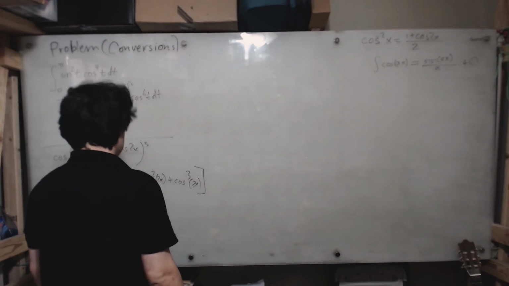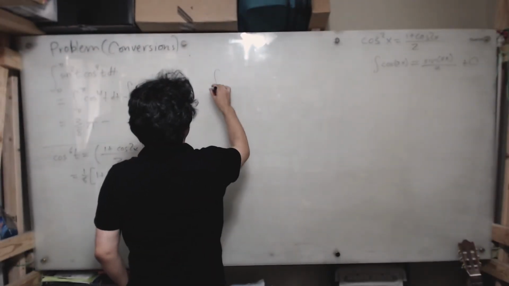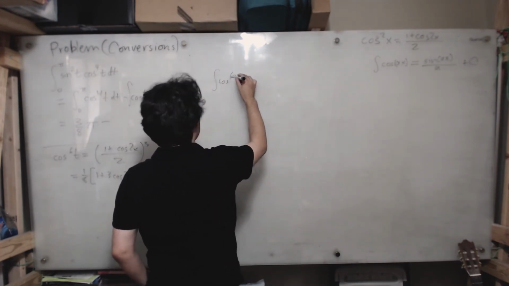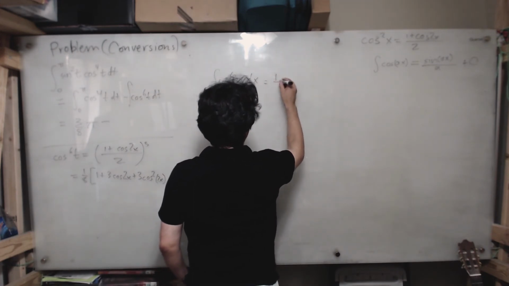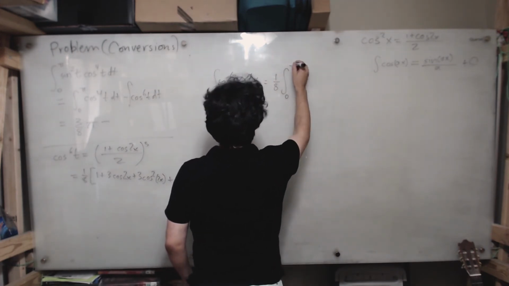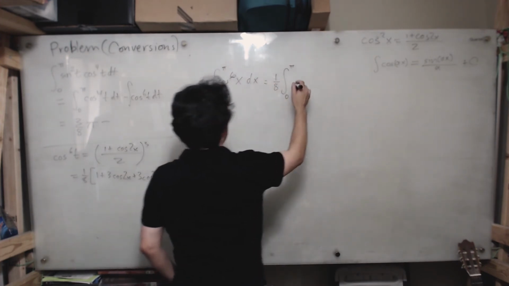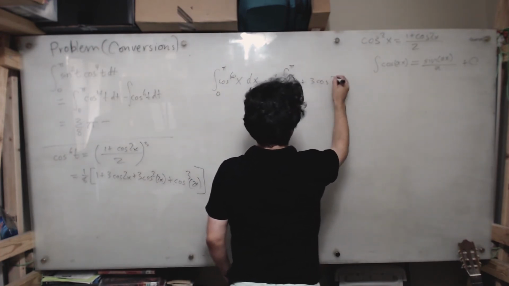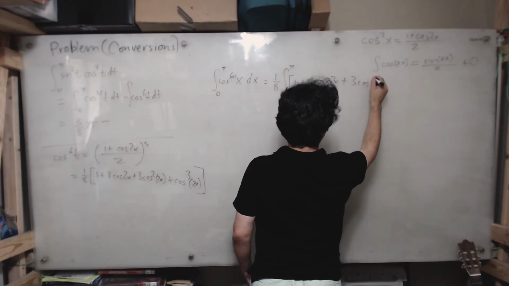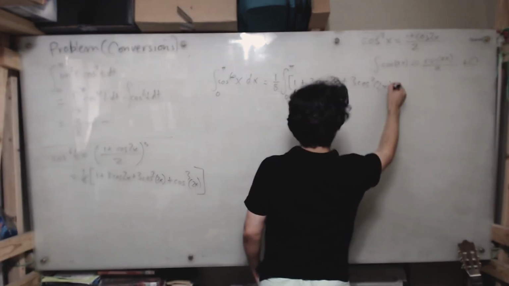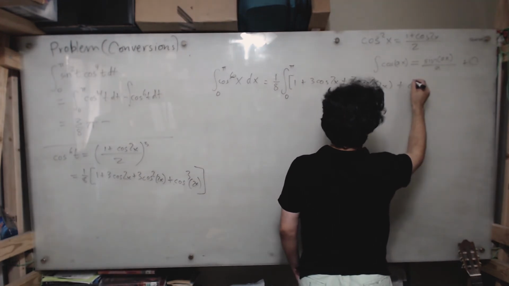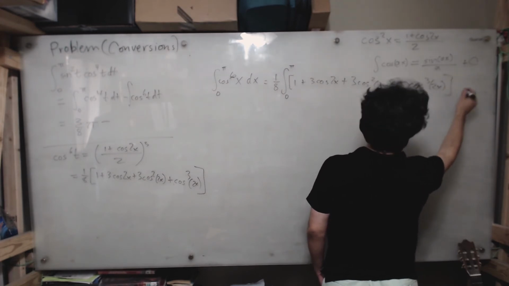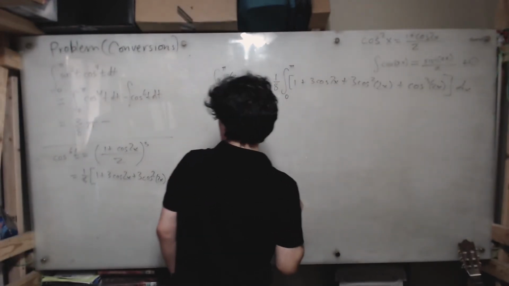Okay. So now the integral of cosine to the 6th, we'll call it cosine to the 6 dx, is going to equal 1/8 times the integral from 0 to pi, this is of course from 0 to pi, of this thing: 1 plus 3 cosine 2x plus 3 cosine squared of 2x plus cosine cubed 2x, and then all of that dx. Okay.